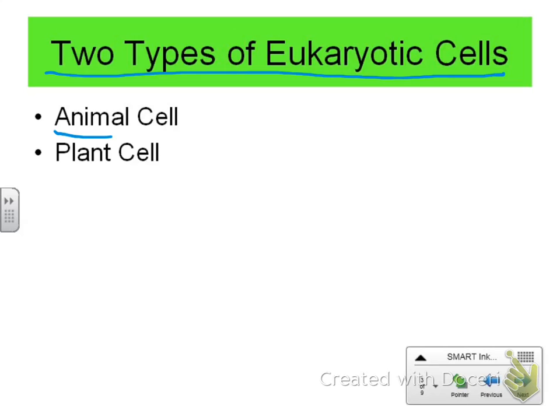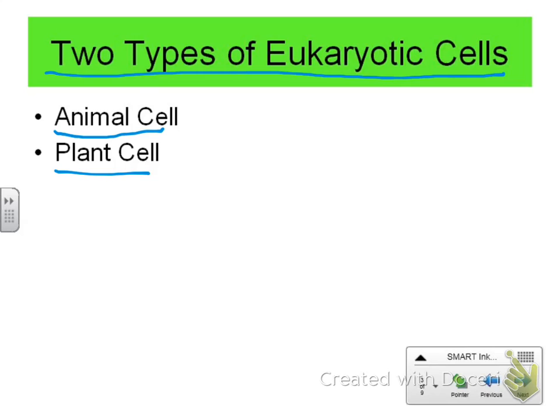Okay. And they are animal cells and plant cells. It's kind of a no-brainer. Where are animal cells found? In animals. Where are plant cells found? Plant cells are found in plants. So what's in us? What type of cell do we have in our body? Eukaryotic. Animal cell or plant cell? Animal cells. Okay, we're made up of animal cells.